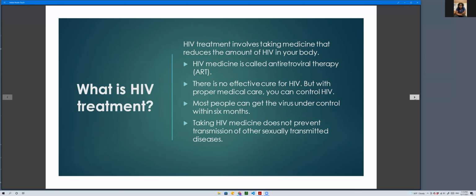HIV treatment involves taking medicine that reduces the amount of HIV in the body. HIV medicine is called antiretroviral therapy, ART. There's no effective cure for HIV, but with proper medical care, you can control HIV. Most people can get the virus under control within 6 months. Taking HIV medicine does not prevent transmission of other sexually transmitted diseases.